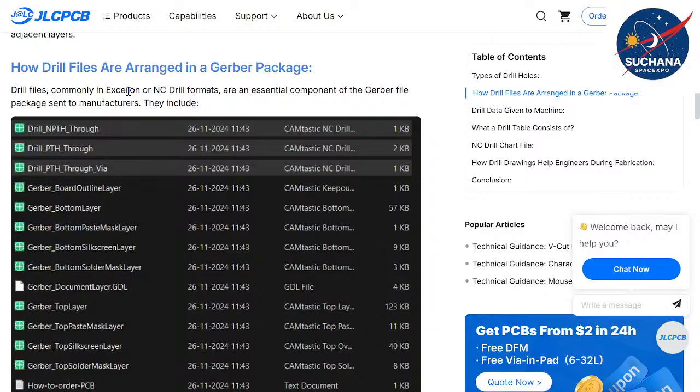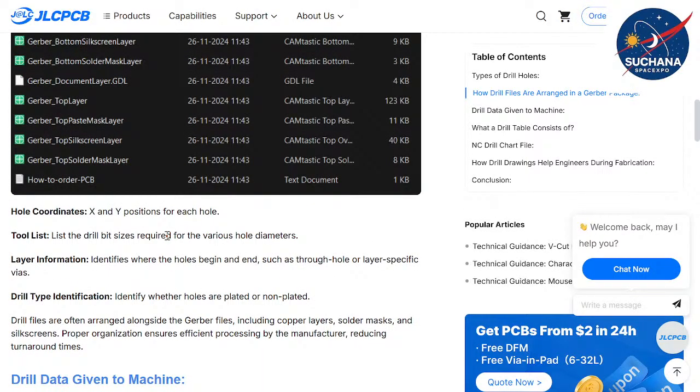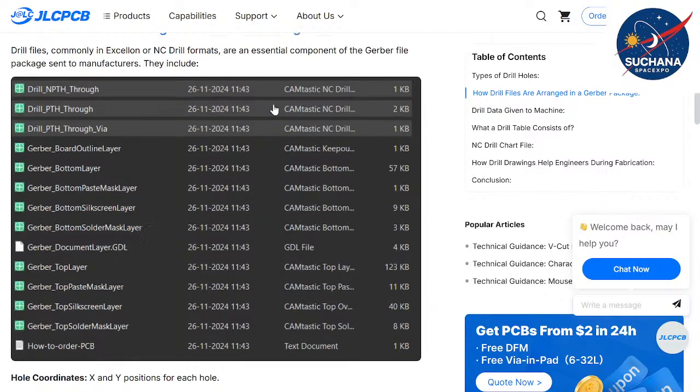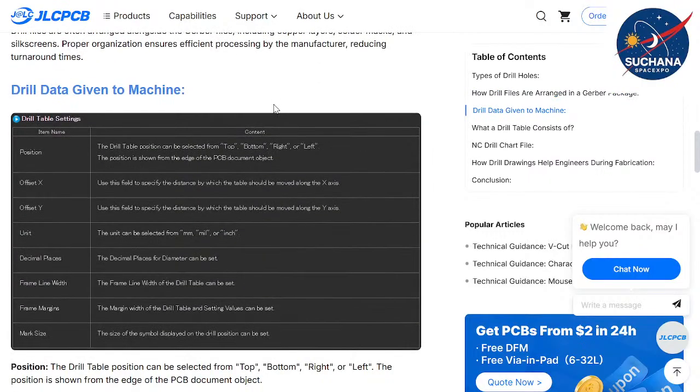Whenever you add any kind of via, no matter whether you are placing a PTH plated through hole via or an NPTH non-plated through hole via, or a buried via or blind via, or a tented via or non-tented via, the complete information about those drill holes, like their x and y coordinates and their positioning, is present in a tabular form, which is called a drill file. These drill files can be generated in ECEDA.